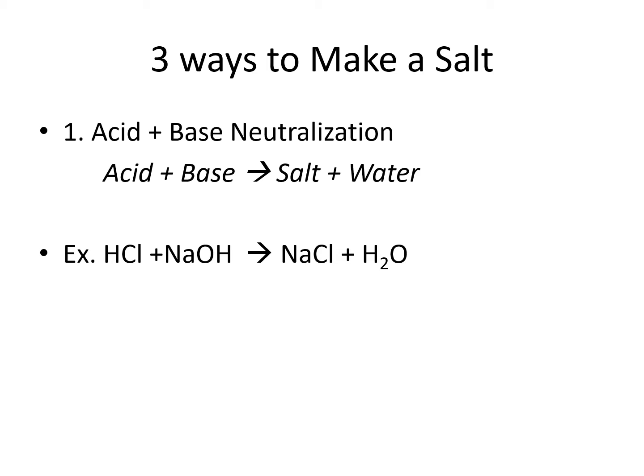Now, what are some of the different ways we can make salts? One way that we can make a salt is through that neutralization reaction that we just did. A neutralization reaction is when you combine an acid and a base, and they kind of cancel each other out, and they make water and salt. All of those reactions I did on the previous slide were neutralization reactions. Now there's a few other ways that we can make salts as well.